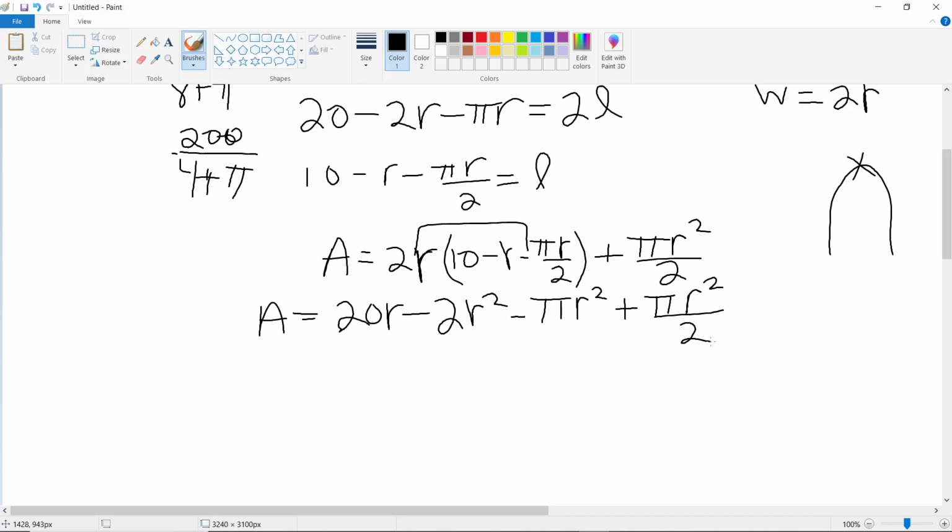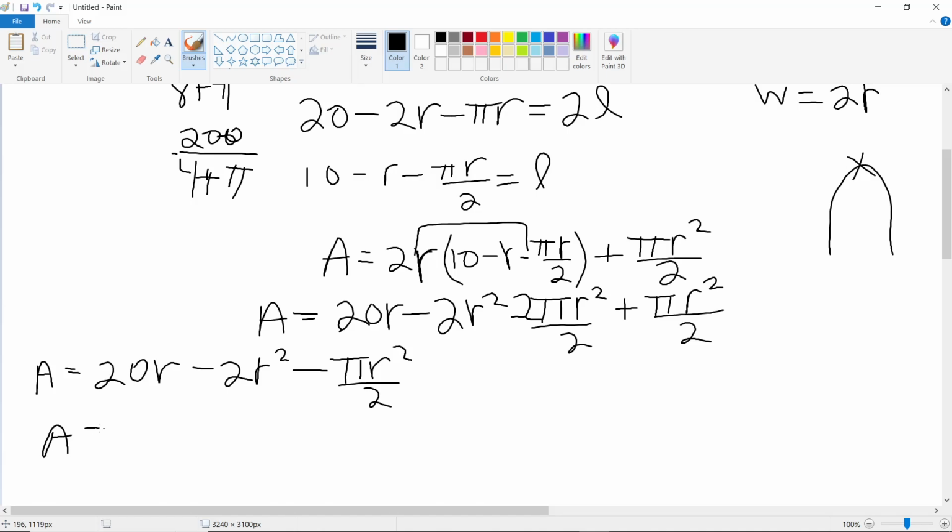Now I will combine like terms. I want to get this as simple as possible. Area equals 20r minus 2r squared, and then pi r squared over 2 minus pi r squared. Well, negative pi r squared is like writing negative 2 pi r squared over 2. So negative 2 pi r squared over 2 plus pi r squared over 2 is negative pi r squared over 2. And I can further simplify that.